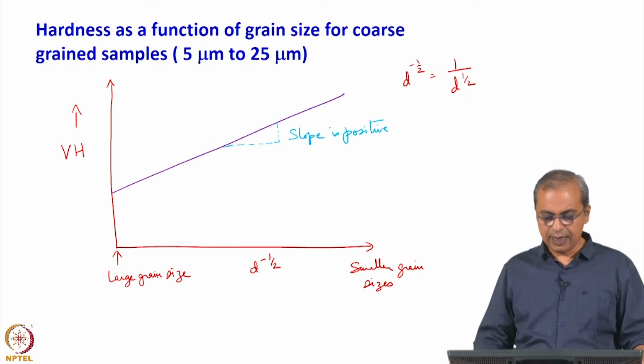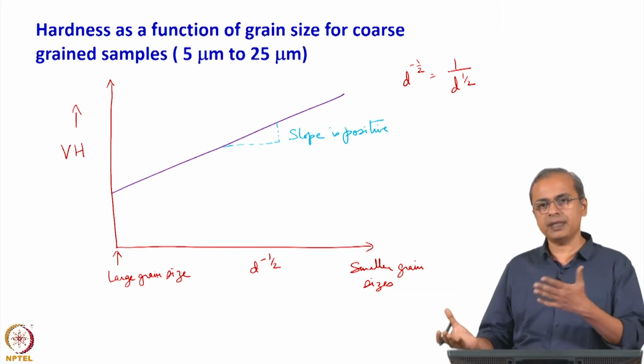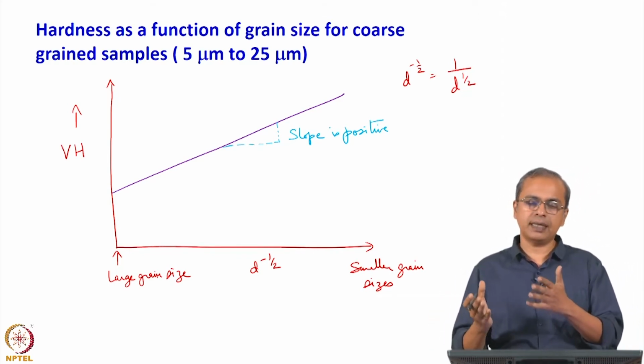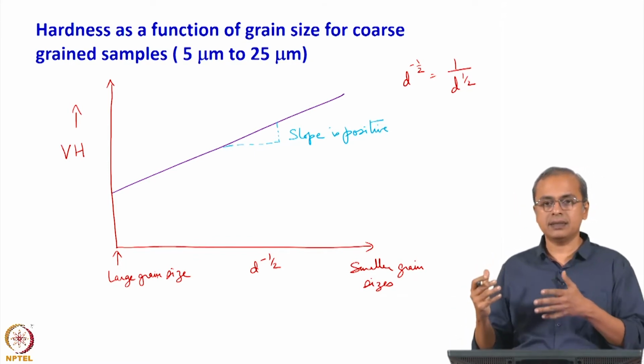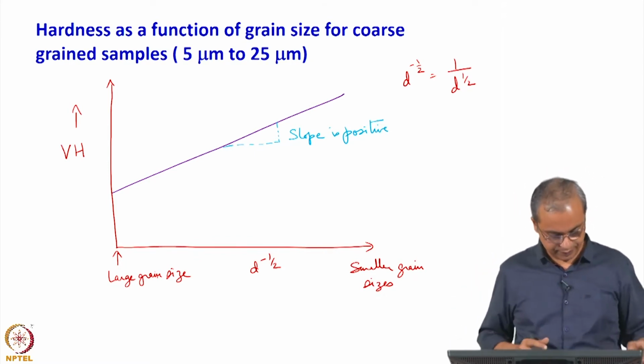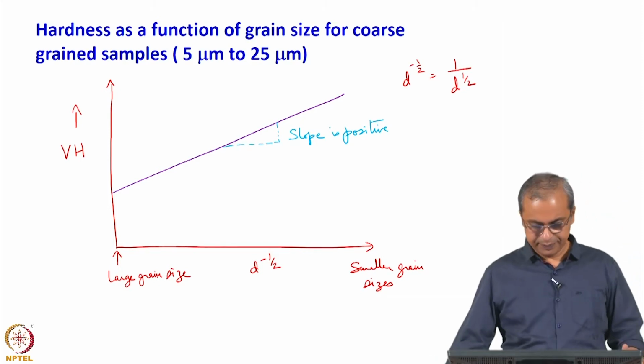And generally, as I said, it is observed that if you go to 1 micron grain size and significantly below that, this relationship does not seem to hold, right. So, that is something that we see.